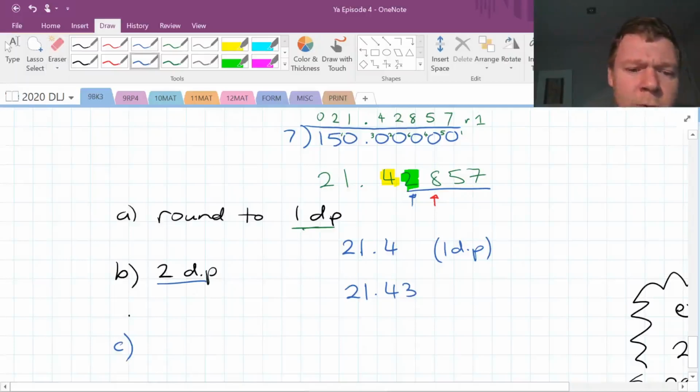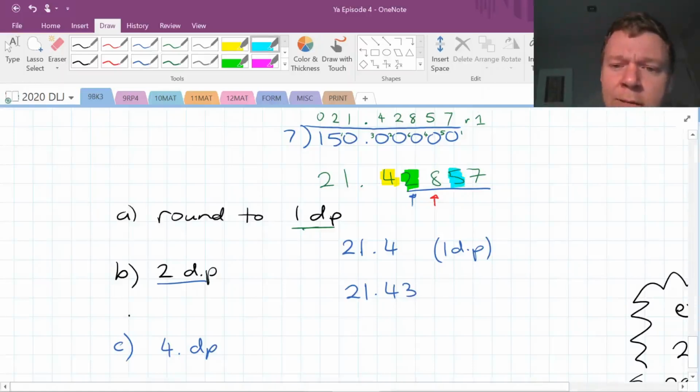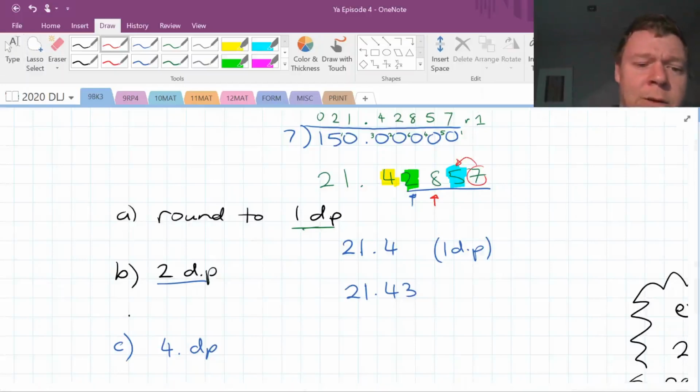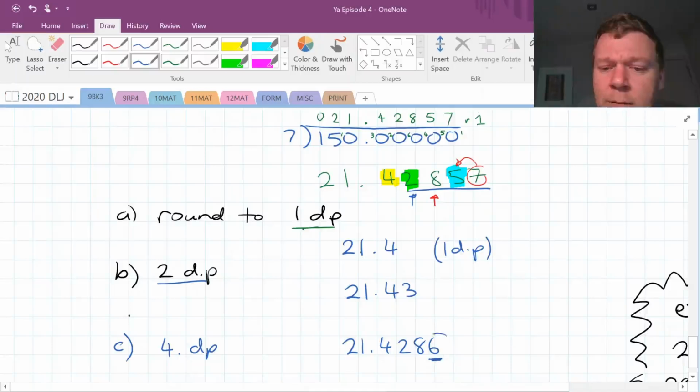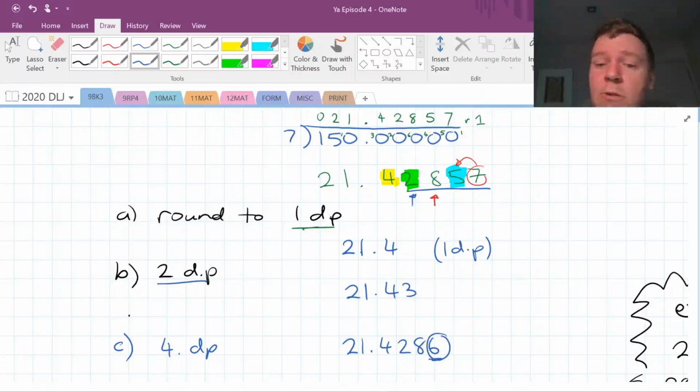We might do 4 decimal places for the next one. So if we're doing 4 decimal places, we're looking at the 5. Is that number going to get rounded up or not? Well, the number after it is a 7, so that'll round the 5 up to a 6. And our final answer for 4 decimal places is 21.4286. So when you're rounding, it's only the last digit that changes, and it's only changed if the number after it is 5 or greater.